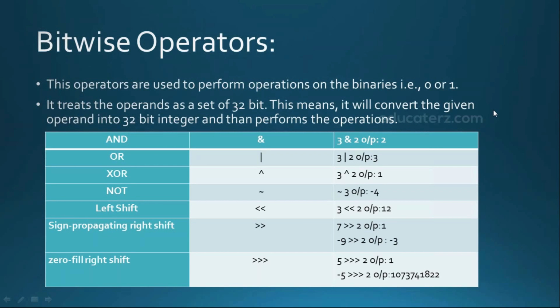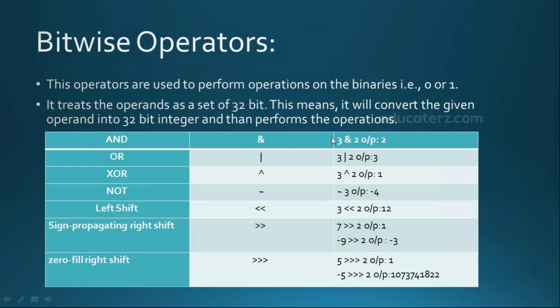These operators are used to perform operations on the binaries, that is 0 or 1. So these operators are used when you want to perform the operations on 0 or 1 instead of directly on the numbers, like instead of being on 3 or 2. This will be converted into binaries and then perform the operation. So it will convert the given operand into a 32-bit integer and then perform the operation. Okay, so these bitwise operators are used only to perform operations on binary values.